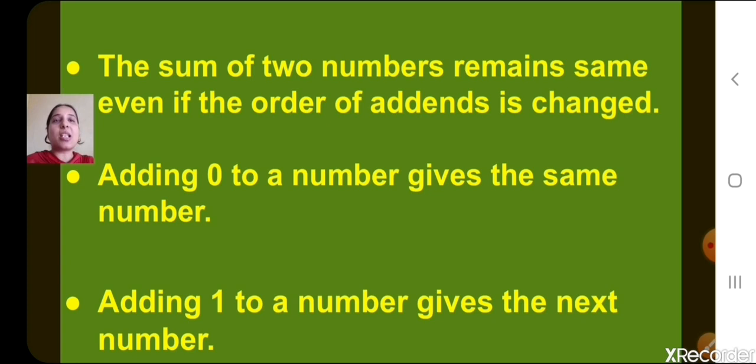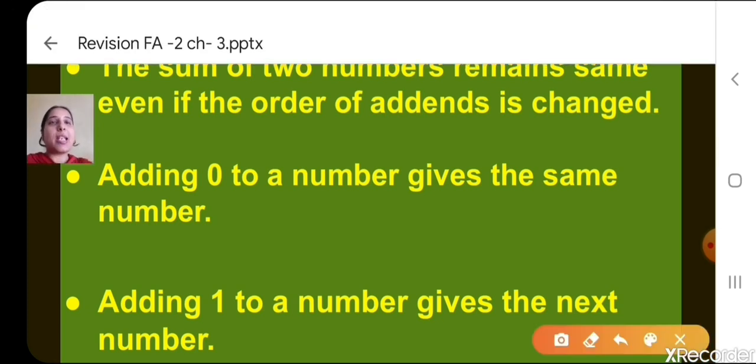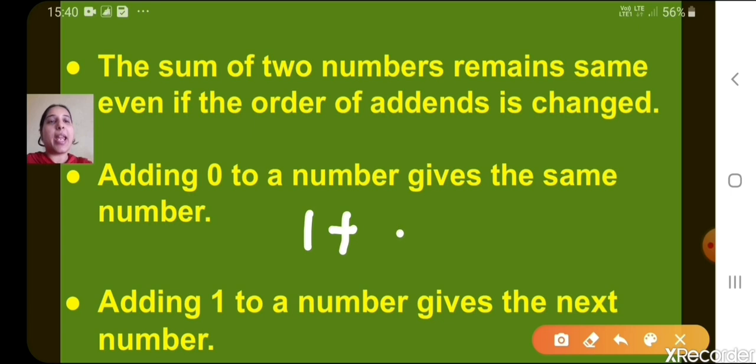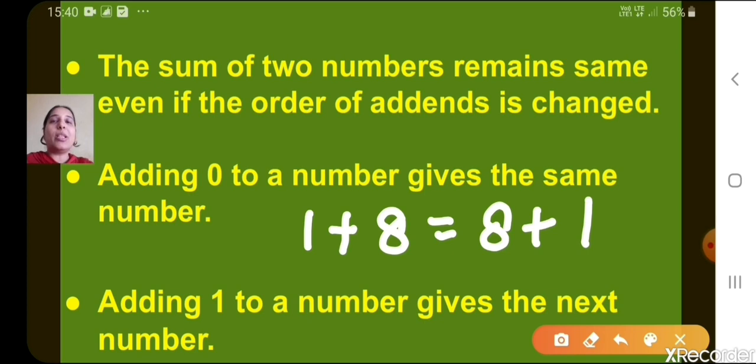The next point is the sum of two numbers remains same even if the order of addends is changed. So suppose, let's take an example, 1 plus 8, or either I write 8 plus 1. In both the cases you can see I will get sum, that is 9. It is same. I have changed the order, but still I am getting the same sum. So that has been stated in the point that the sum of two numbers remains same even if the order of addends is changed. Okay.